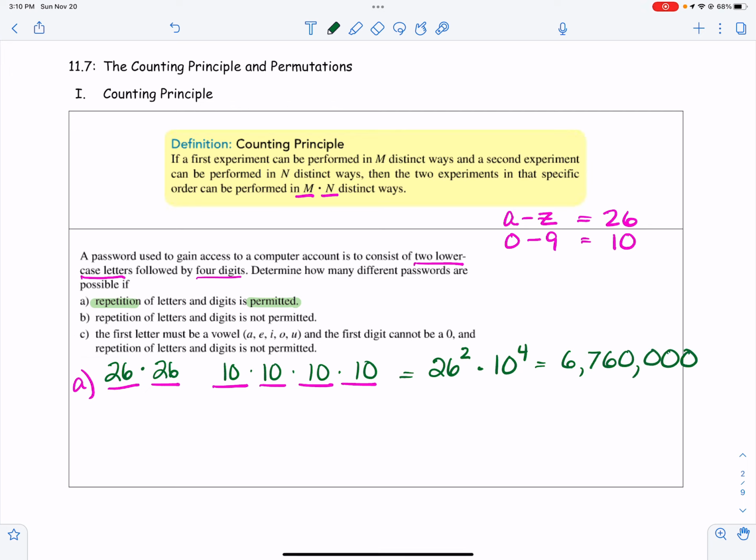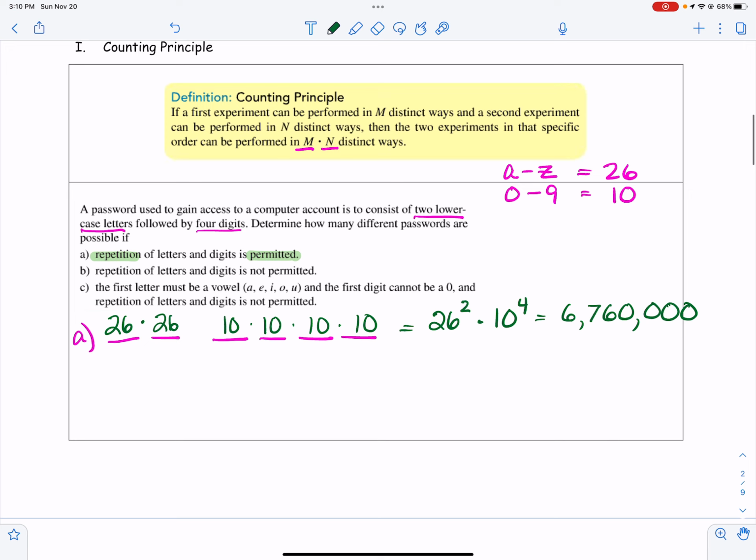So that's going to be 6,760,000 possible ways that we can make a 2-letter, 4-digit password with repetition being allowed, okay? Now we're going to go to part B, and repetition is not permitted. So we still have our 2 letters and our 4 digits. And so this time we have 26 choices for our first letter, but once we pull out a letter, then we only have 25 choices for the next letter.